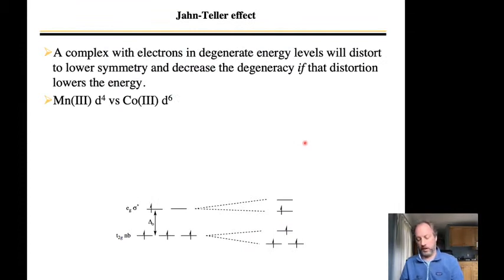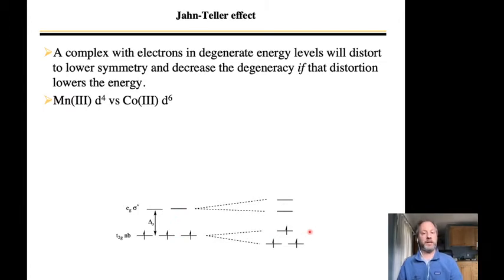For the last example, I'm going to go back to something we did in class earlier this year. So this is Sidney's and Lindy's structure of manganese and cobalt ACAC. So manganese is a d4 complex, and we expected it to undergo a Jahn-Teller distortion because of unequal population of degenerate energy levels. Whereas cobalt, we would not expect it to undergo a Jahn-Teller distortion.